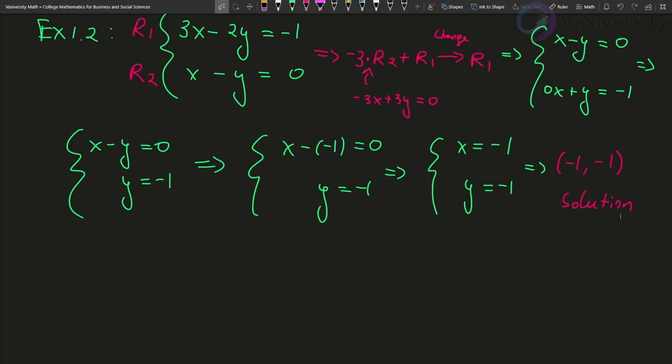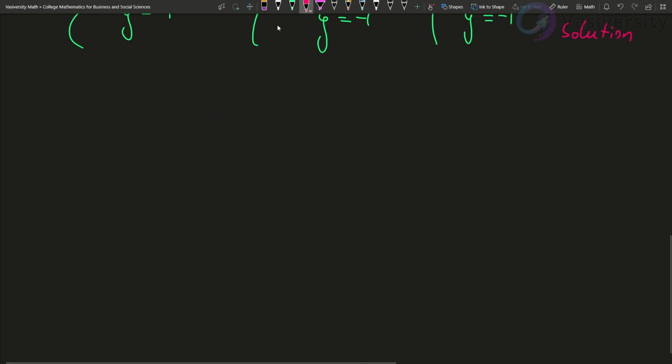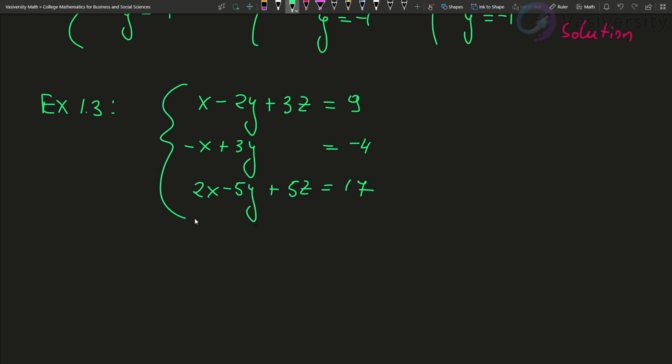Okay, so let's take a look at our initial example that I gave at the beginning. But now we're going to be applying these techniques, and we actually name the rows 1, 2, 3, and solve it this way and bring it to the row echelon form. So, example 1.3. We have x minus 2y plus 3z is equal to 9, minus x plus 3y is equal to -4, and 2x minus 5y plus 5z is equal to 17. Right, very similar equations. Well, it's the same one.